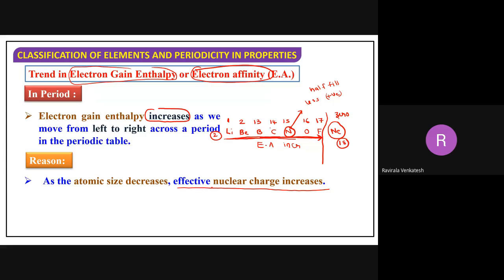So one exception you have to observe here is nitrogen, and obviously all zero group elements. The remaining will increase. So this is the thing actually. Okay. Next, for example, you take this one.